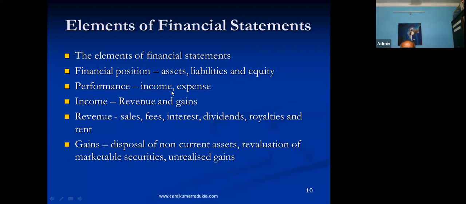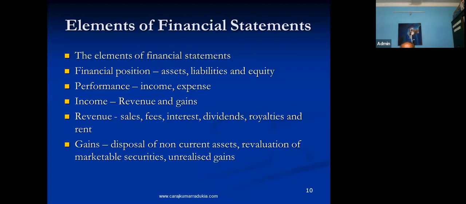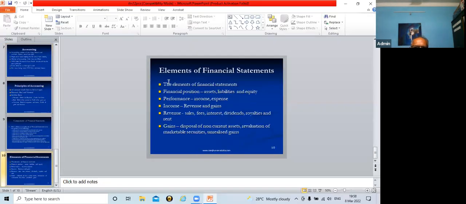Then performance, income. This is nothing but performance. What is it based on? Income: how much income was generated and how much expense was incurred, and how you have controlled expenses. That is performance. Income, revenue and gains. So these things we have to mention in IFRS. So this was all about IFRS.